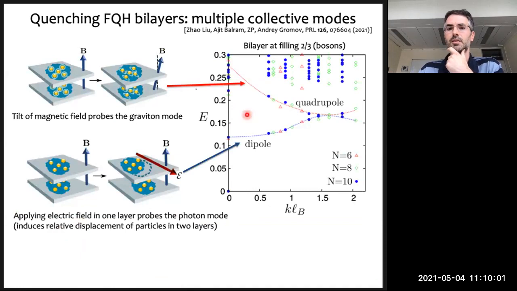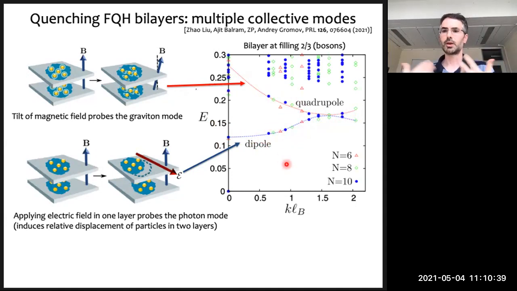So as you see here in this bilayer system of bosons at 2/3, we have two modes. One is this quadrupole mode, similar to a single layer system. But then there's also this dipole mode, which is kind of like a photon mode. In the single mode approximation, it's generated by the difference of the density operators in the two layers. So that gives you a spin 1 degree of freedom. And that mode seems to be even lower in energy than the quadrupole mode in many cases.